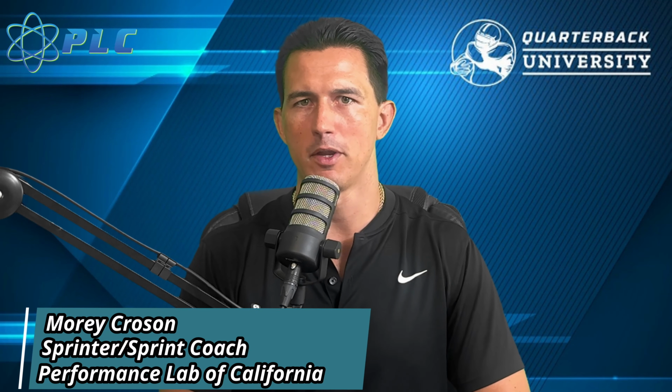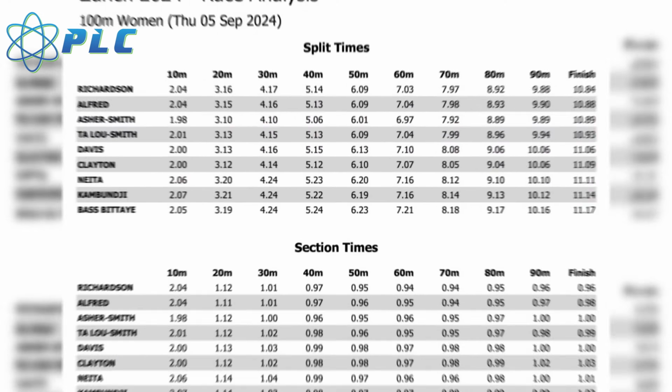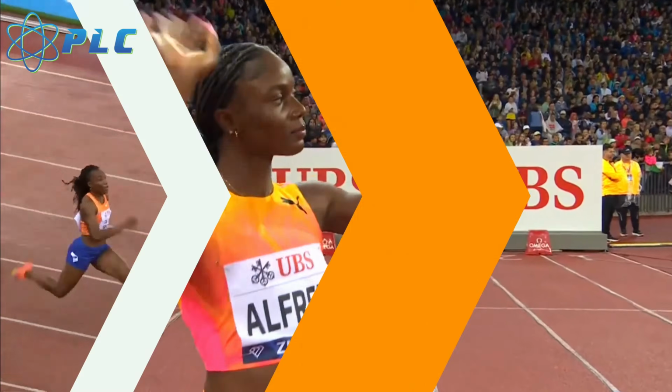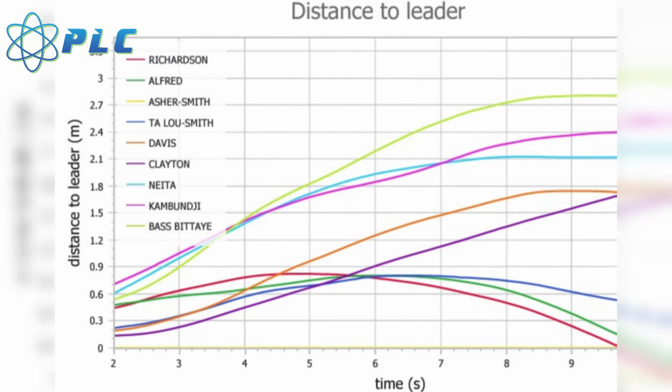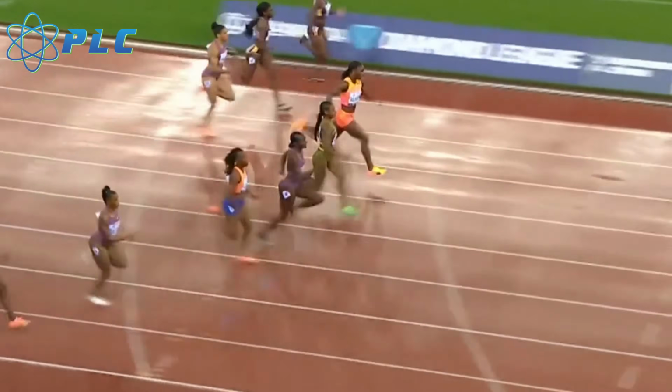In today's video, we're going to be doing an in-depth sprinting analysis on the rematch between Sha'Carri Richardson and Julien Alfred from the Olympic 100-meter final, going in-depth into their split times, their top speed, how they're able to accelerate, and why Sha'Carri Richardson was able to win. We're going to go ahead and hop right into it here.